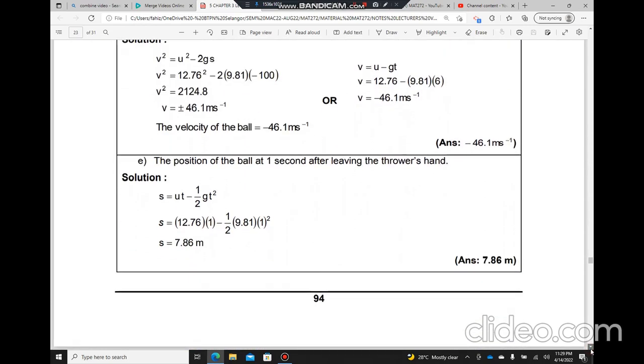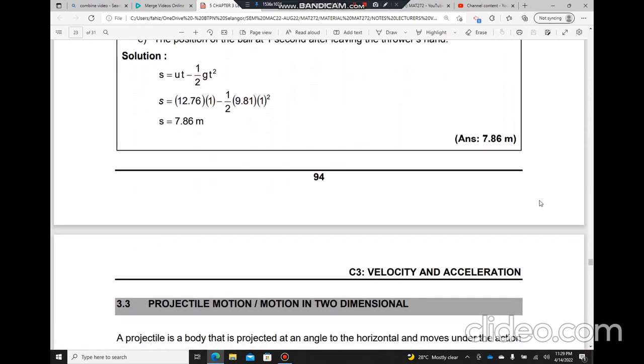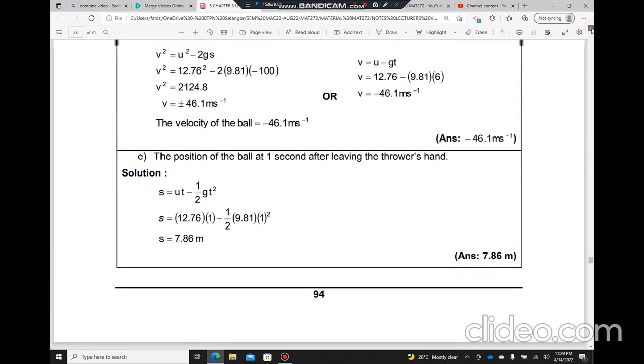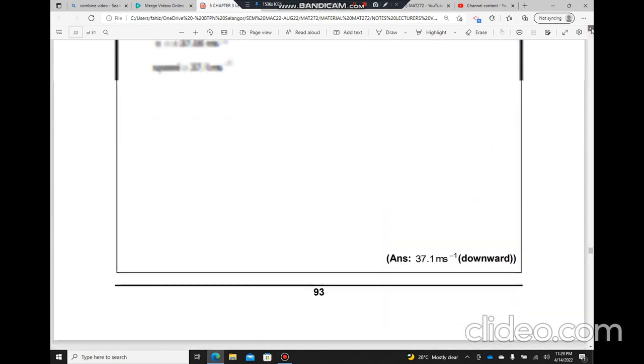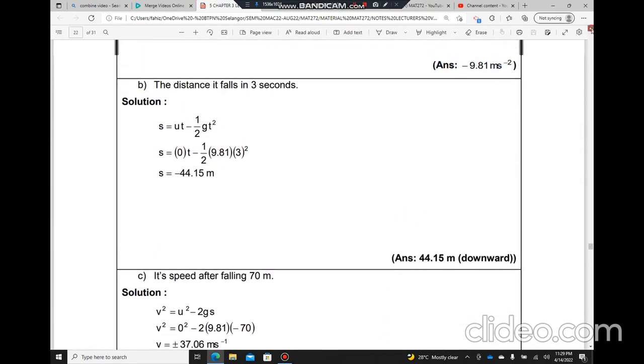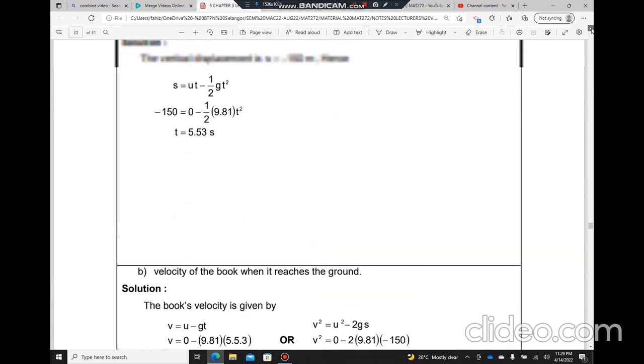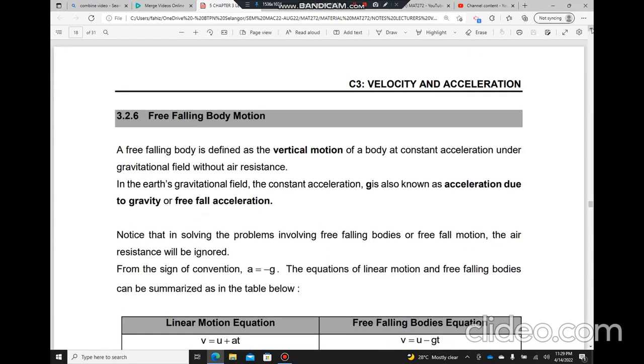Okay, example 16. A, B, C, D, E. Okay, so this one untuk yang vertical motion. So you all boleh completekan semua example here untuk free falling body motion.